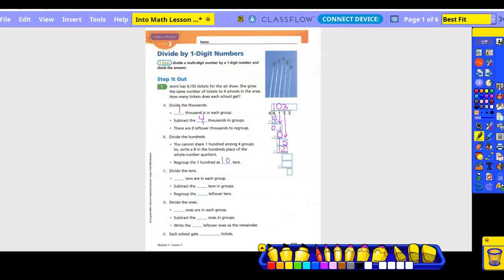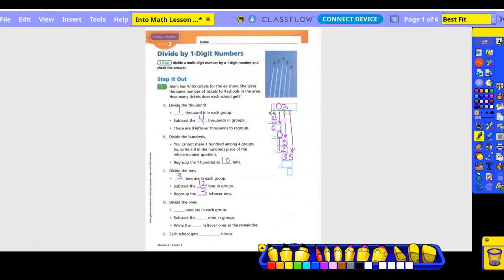15. Oh, I forgot to put our 3 here, and then we said 12, right? 15 minus 12 is what? 3. So we have 3 10s left over. Okay. Then I bring down my what? I bring down my 5.